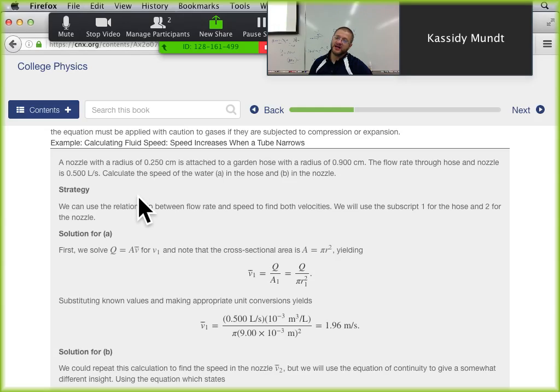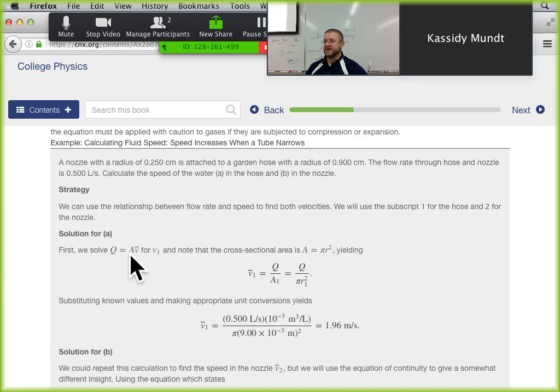So anyway, let's calculate fluid speed when a tube narrows down. We have a nozzle that has a 0.250 centimeter radius, and it's attached to a garden hose with a radius of 0.9 centimeters. And the flow rate through the hose and the nozzle is 0.5 liters per second. We're going to calculate the speed of the water in the hose and then in the nozzle.